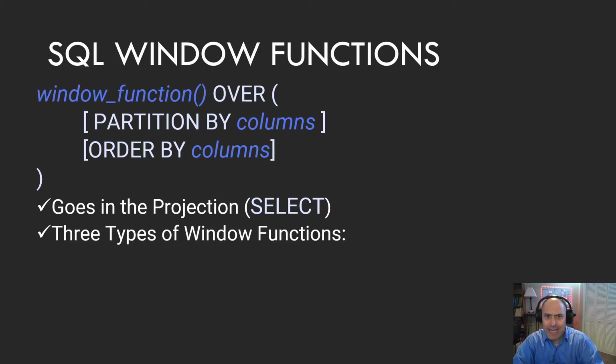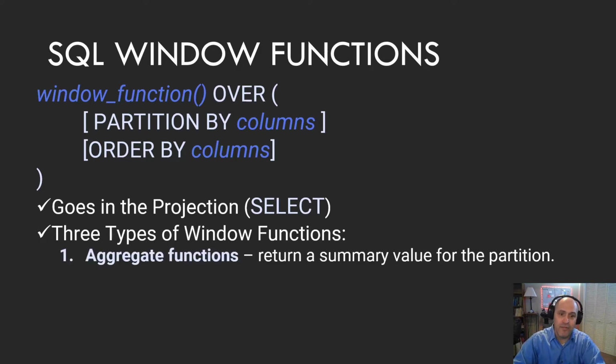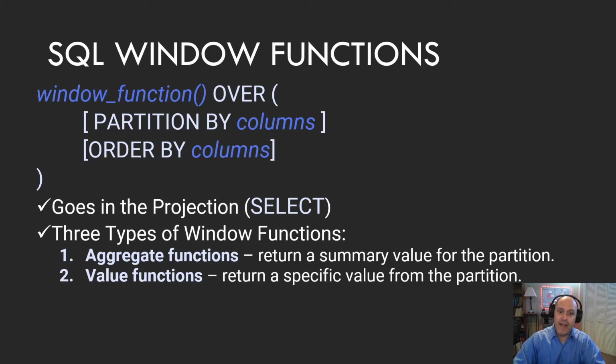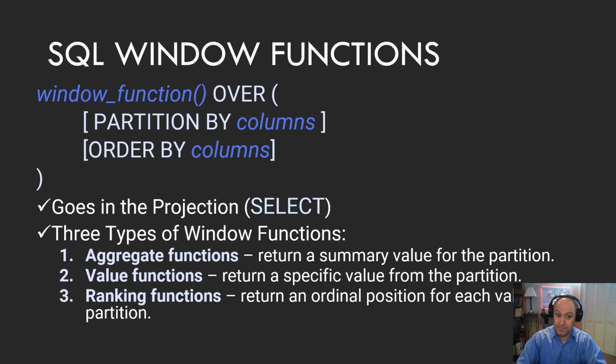There are basically three kinds of window functions. There are window functions that do aggregates, similar to the aggregates that you learned when we did group by and having, except these aggregates will get applied to every single row. There are value functions which will find and return a specific value from the partition, like maybe the first or the last or the next or the previous.